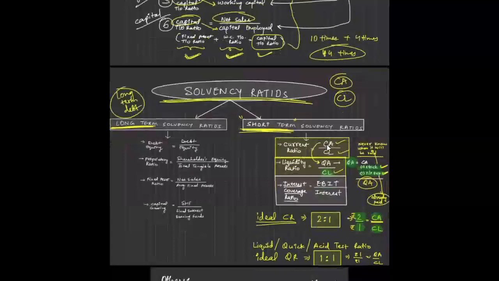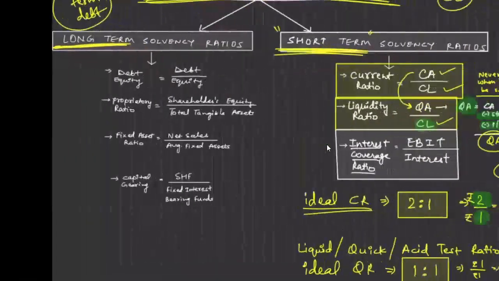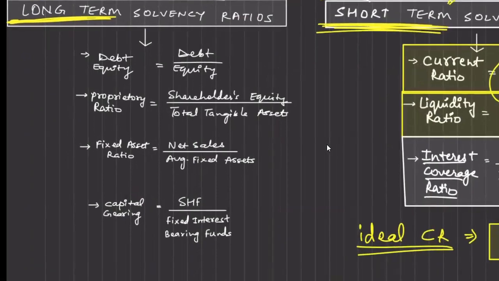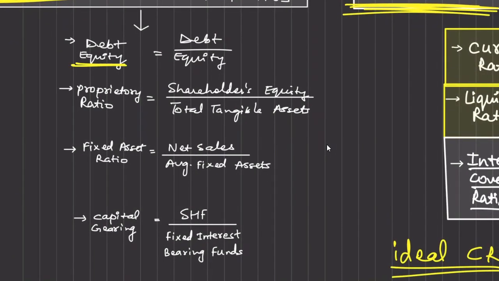So let us understand now the long-term solvency ratios. The first long-term solvency ratio is debt equity ratio. In the name only we have the formula, that is debt divided by equity. That means how much debt you have in comparison to your own funding. How much the company is into debt, or how much the shareholders have invested in comparison to the debt. Debt is the long-term borrowings of the company and equity is the shareholders fund.